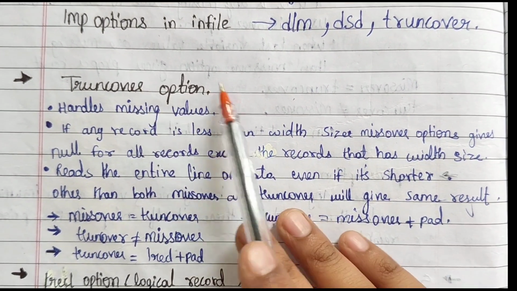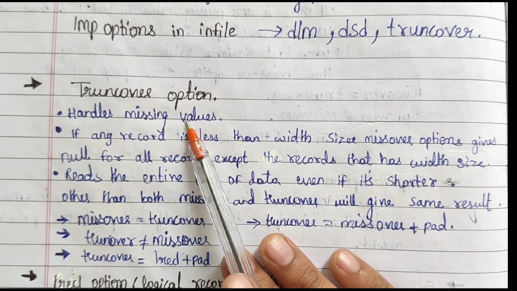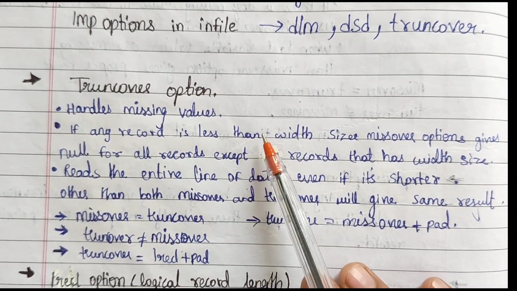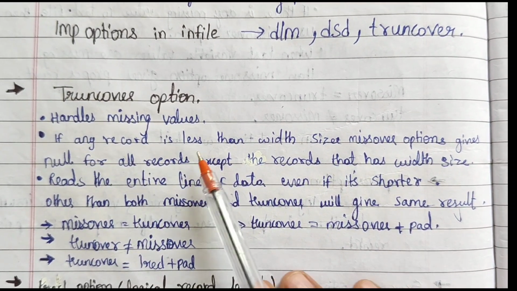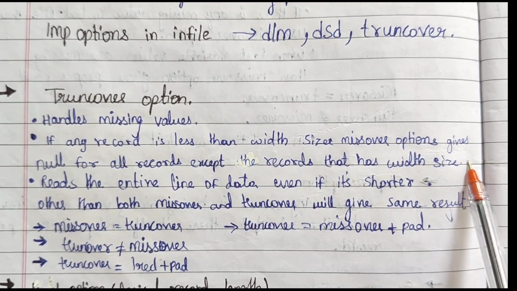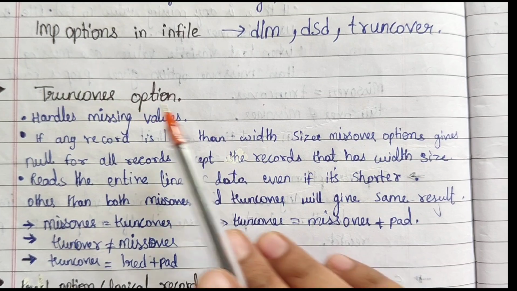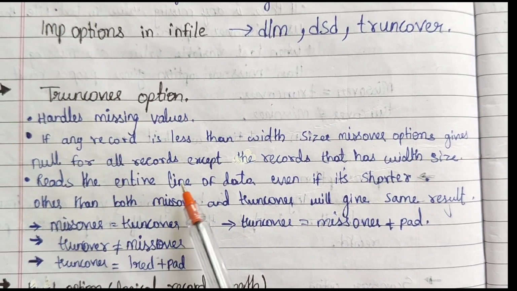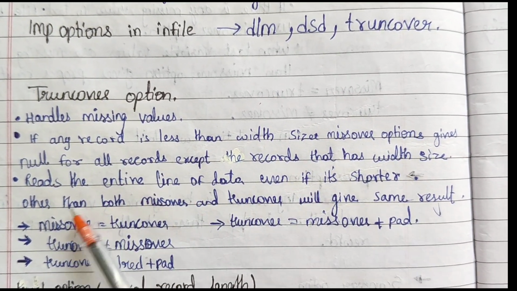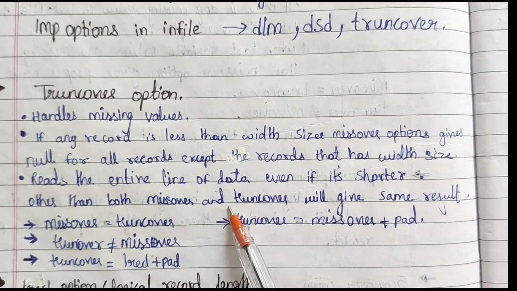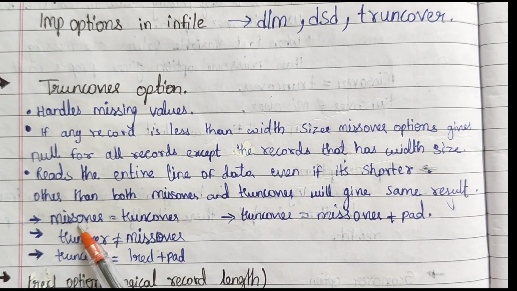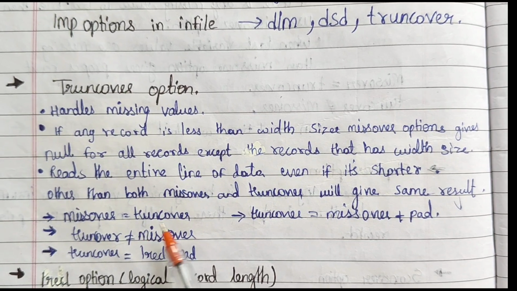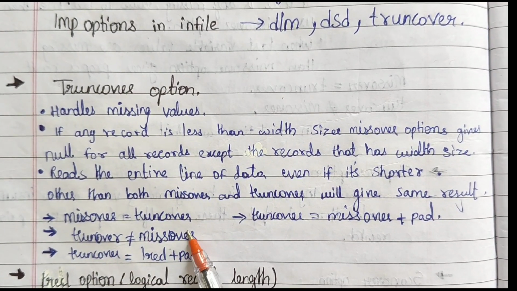Now we will talk about the Truncover option. It handles missing values. If any record is shorter than the width size, the missover option gives a null for all records except the record that has the full width size. Truncover reads the entire line of data even if it's shorter. Other than that, both missover and Truncover give the same result. Missover is equal to Truncover, but Truncover is not equal to missover.